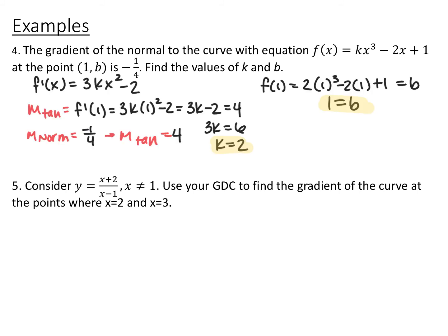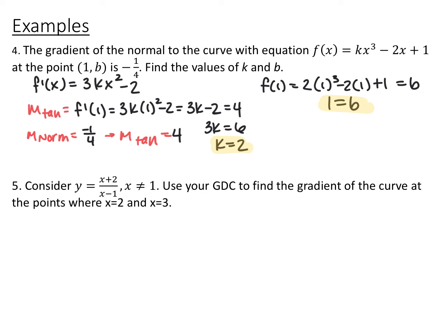So the first thing I did was I took the derivative of f of x equals kx cubed minus 2x plus 1. Whenever you see normal, tangent, gradient, curve, anything like that, usually when in doubt, take a derivative. So I took the derivative, and the k is just a constant, it's like a 2. So I brought the power down in front, reduced the power by 1, you end up with 3kx squared minus 2.